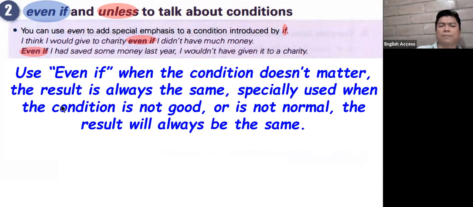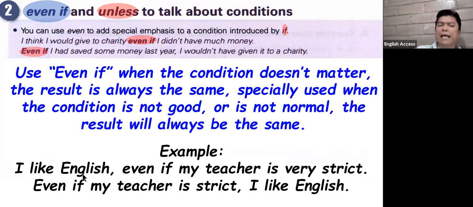Let's have another example. I like English, even if my teacher is very strict. Or, even if my teacher is strict, I like English. So, check how the condition is not good. My teacher is very strict. That's not a good scenario. It's not a normal background, context, or situation. It's not good. But the result is the same. I like English.